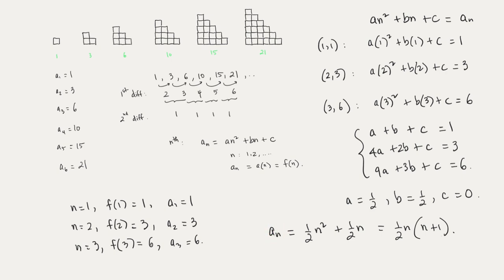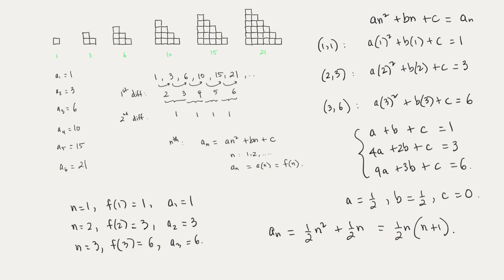Let's check this. When n equals 1, 1 plus 1 is 2. 2 times 1 is 2. 2 divided by 2 is 1. When n equals 2, 2 plus 1 is 3. 1/2 times 2 is 1. 1 times 3 is 3. When n equals 3, 3 plus 1 is 4. 4 times 3 is 12. 12 divided by 2 is 6.